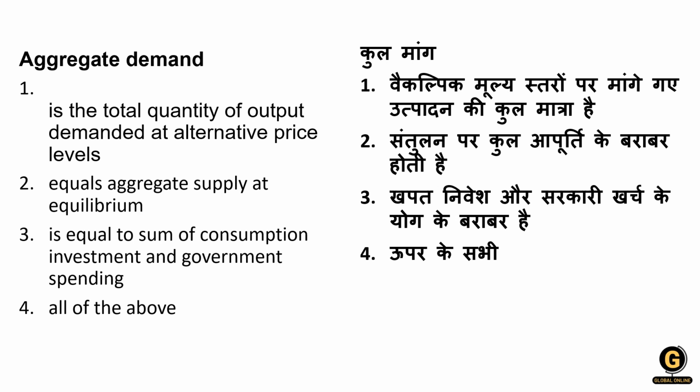Next question, aggregate demand. What is aggregate demand? We have to choose the correct option from the given options. The total quantity of output demanded at alternative price levels. Second option, equal to aggregate supply at equilibrium. Third, equal to the sum of consumption, investment and government spending. And fourth, all of the above. What will be the correct answer? Option 4 is the correct answer. All three statements are correct regarding aggregate demand. Hence, our correct option is option 4.